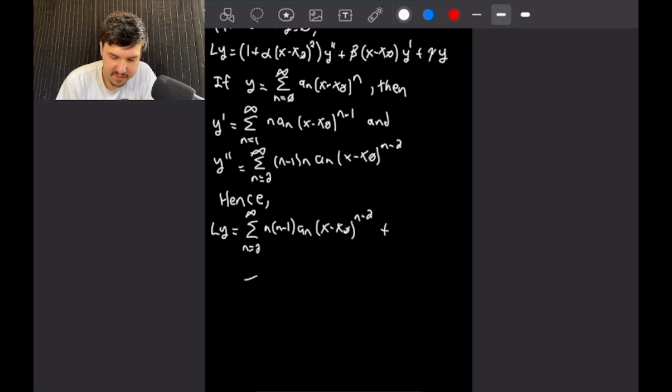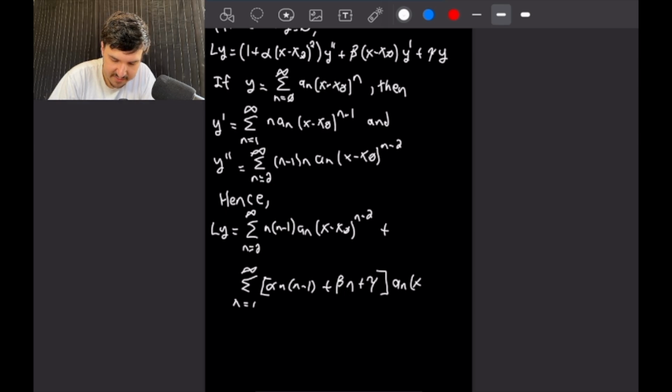And that will be plus the sum as n goes from 1 to infinity of alpha times n minus 1 plus beta times n plus gamma, all times a sub n times x minus x naught to the nth power. Great. So from here, I want to note the following two things. First, we will notice that this is our polynomial p sub n from our original theorem, and we're going to call it such.